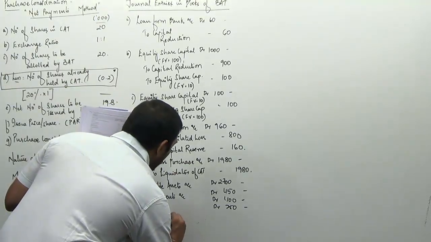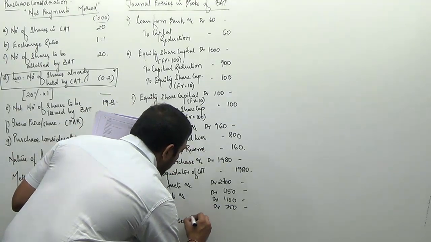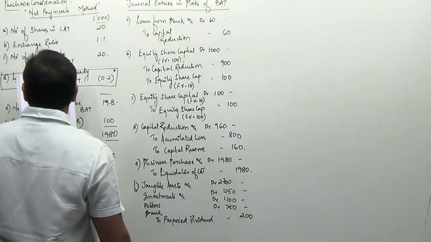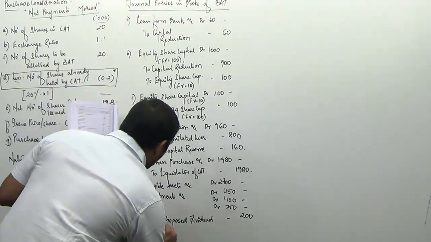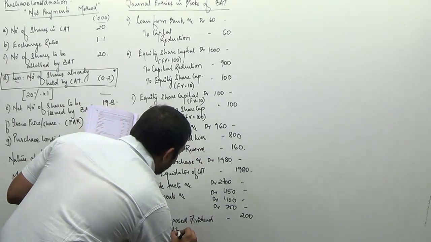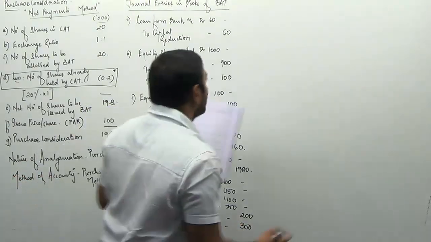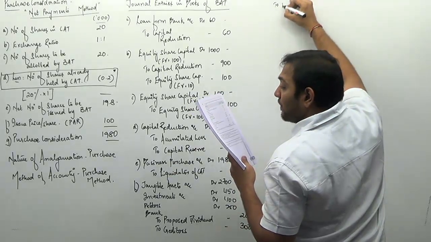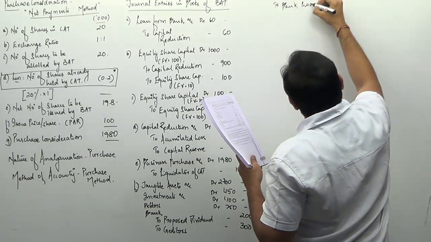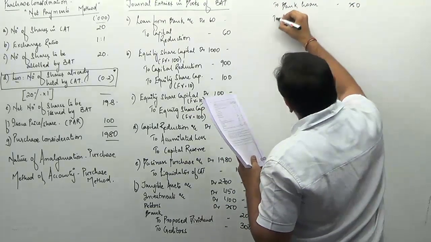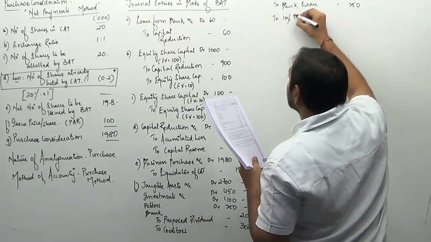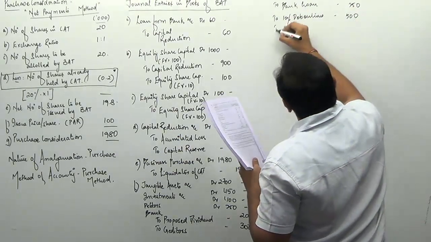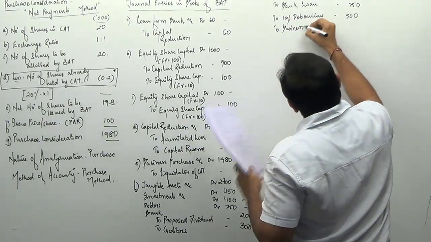He is taking over in proposed dividend, this liability as well. Proposed dividend is 200 taken over. Creditors of 300. We'll continue the credits. To bank loan 250. To 10% debentures 500. Business purchase 1980.